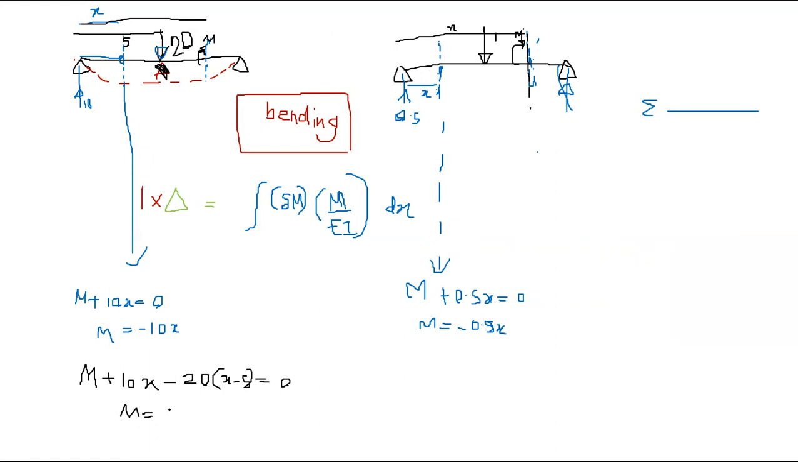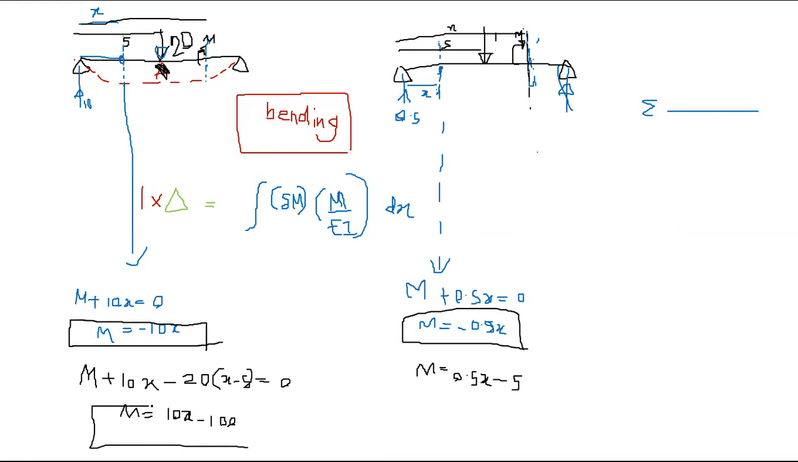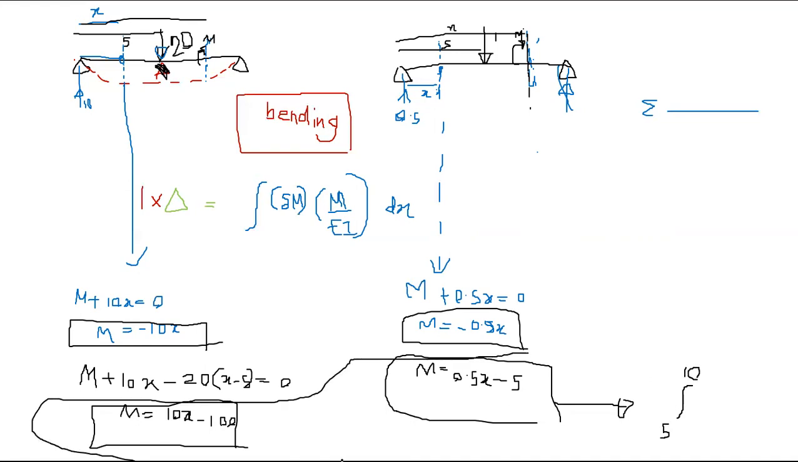So your M is going to be, when you simplify it, 10X minus 100. Similarly, you will get an expression for m: 0.5 into X minus 1 into X minus 5. So you will get an expression like 0.5 X minus 5, right? So these are your expressions. These two parts are from 5 to 10, and this is from 0 to 5.